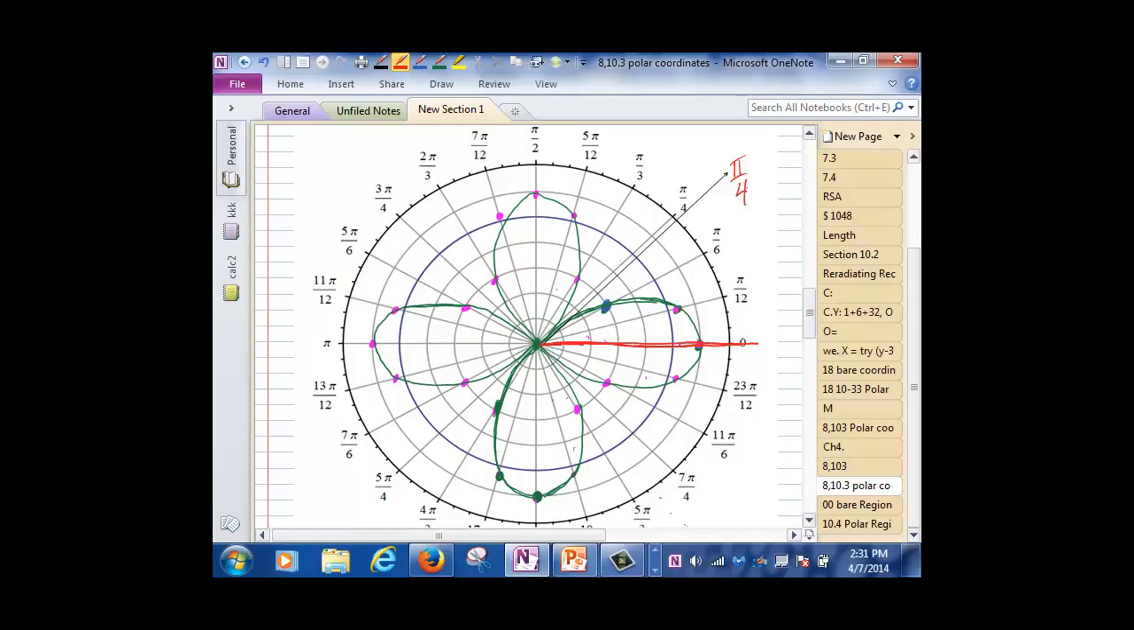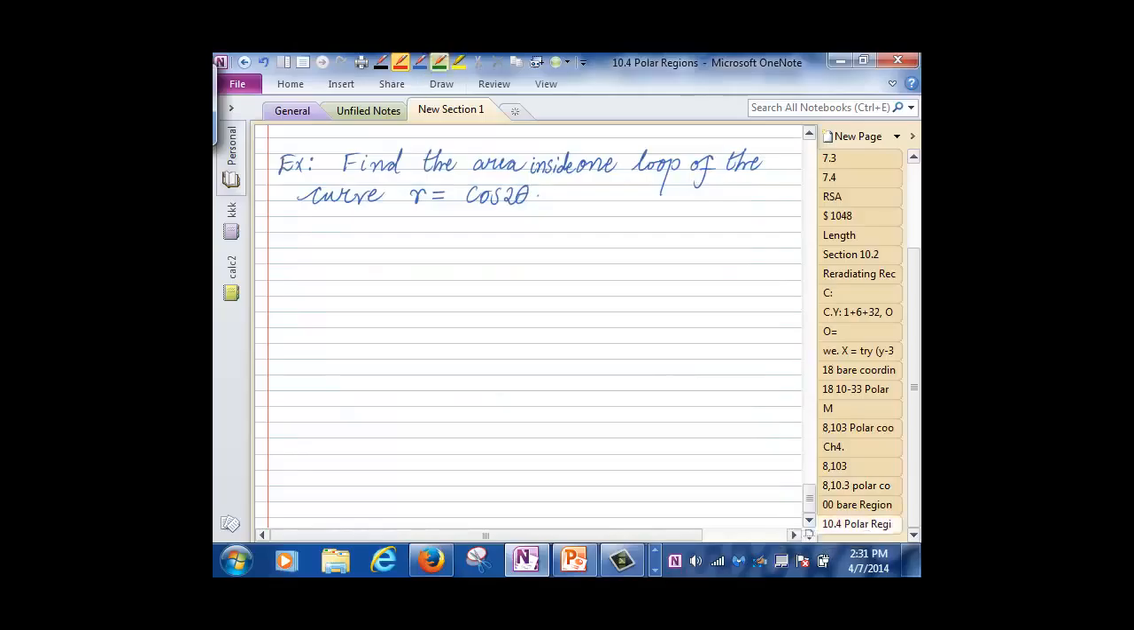Okay? So if I take 0 to pi over 4, then what's the area? What is the area then? Anyone? What's the integral then?